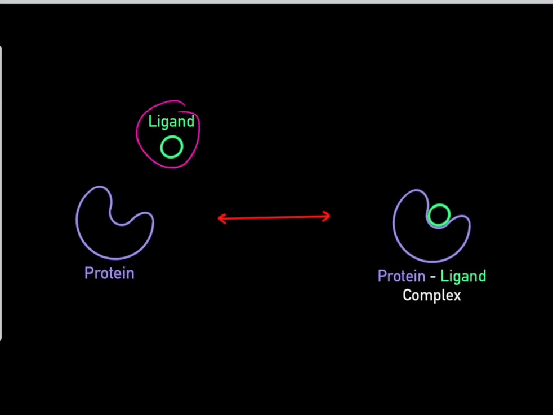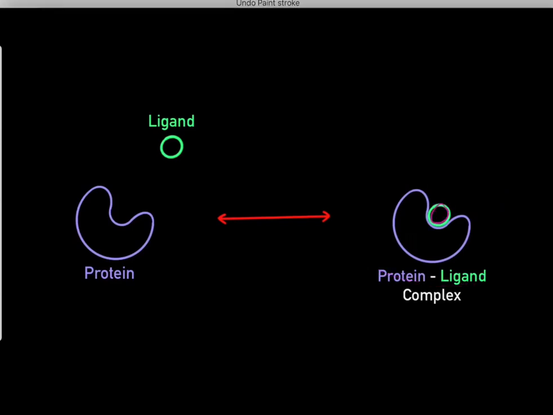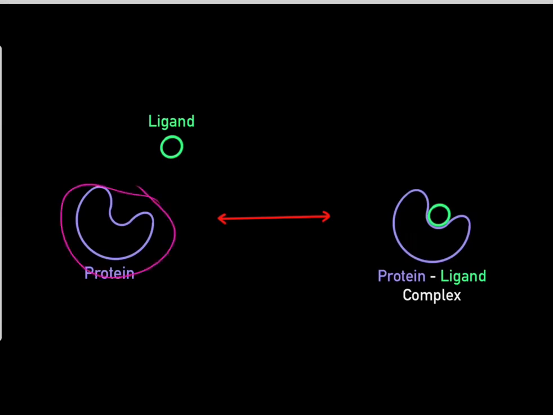So we know this ligand can bind to this protein receptor, forming this protein-ligand complex. Then eventually the ligand's going to pop off, reforming the free ligand and free protein receptor. Then it's going to bind back on, reforming the complex, and then it's going to fall off. And eventually we're going to reach an equilibrium.